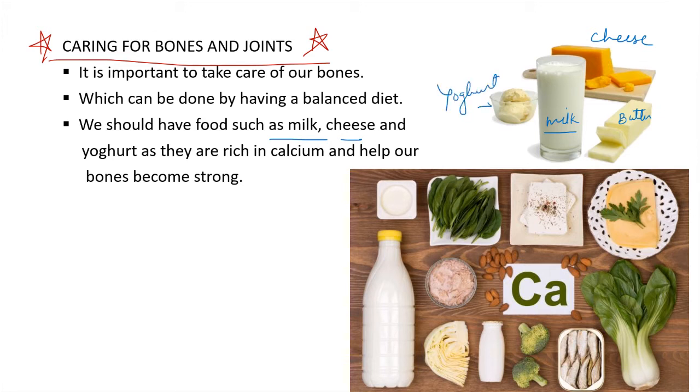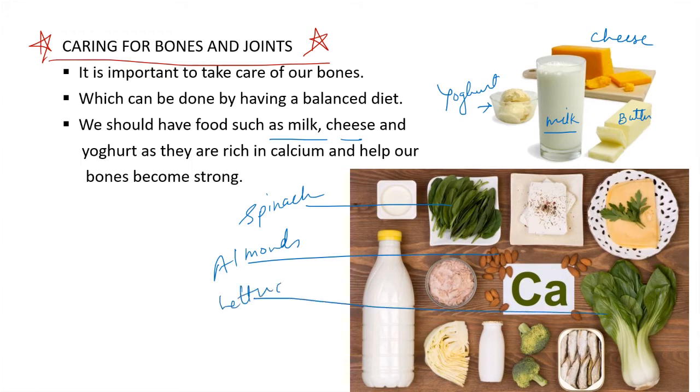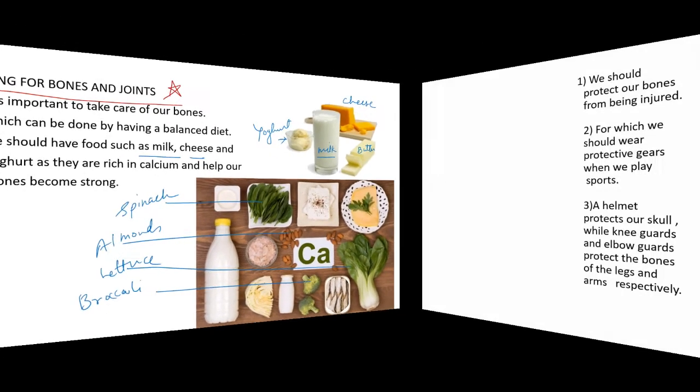And this is the picture. You can see other vegetables also which are helpful in maintaining the good health of your bones. Broccoli, lettuce and almonds, cheese, milk, cabbage. So you should have a perfect balanced diet.